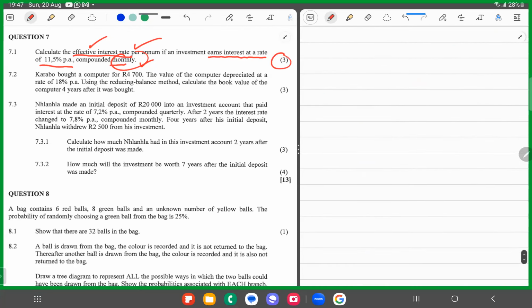Do not worry about copying everything. You just need to follow what the question is. You're still with me, right? Yes. Okay, thank you. Karabo bought a computer, and when Karabo bought the computer, it was bought for 4,700. The value of the computer depreciated at the rate of 18% per annum.